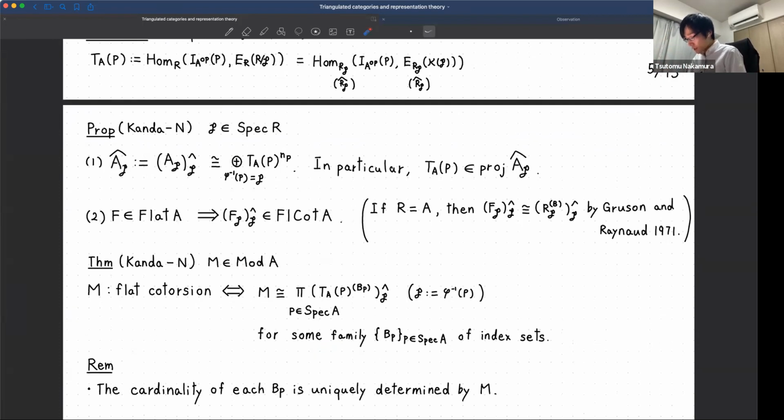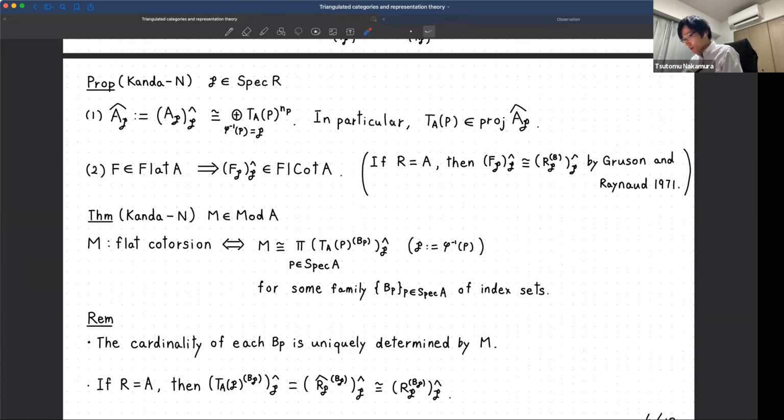And like the classical case, the cardinality of each B_p is uniquely determined by M. So in the classical case, this fact was deduced by using the uniqueness of dimension of vector spaces. Instead of it, we use the Krull-Schmidt-Remak-Azumaya theorem, saying some uniqueness of decomposition, especially applied for semi-simple modules.